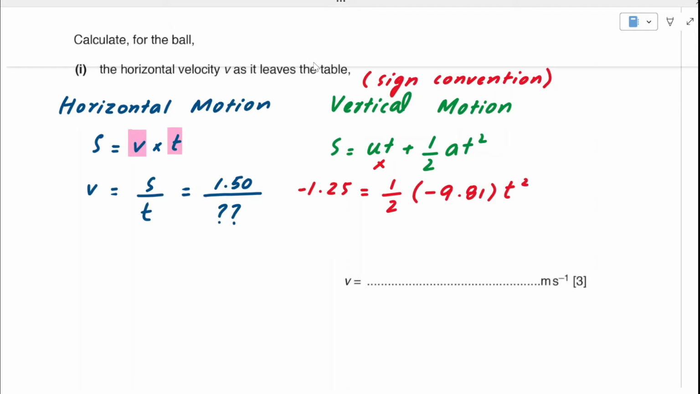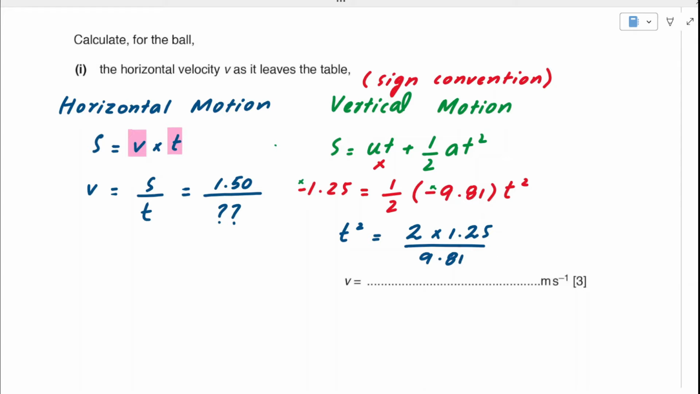Then we quickly do some cancellation here. Negative sign cancelled out. And what we do is t square equals 2 times 1.25 divided by 9.81.